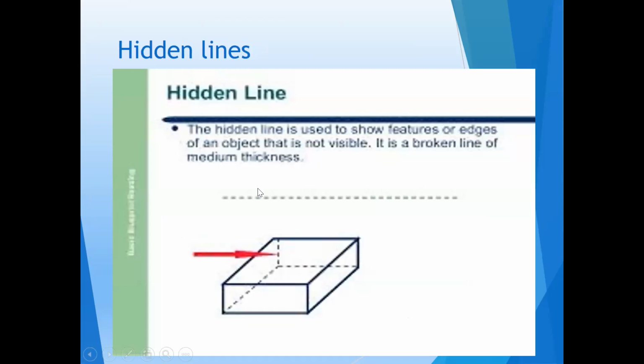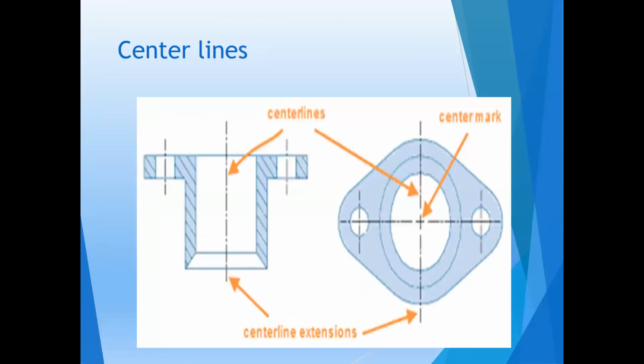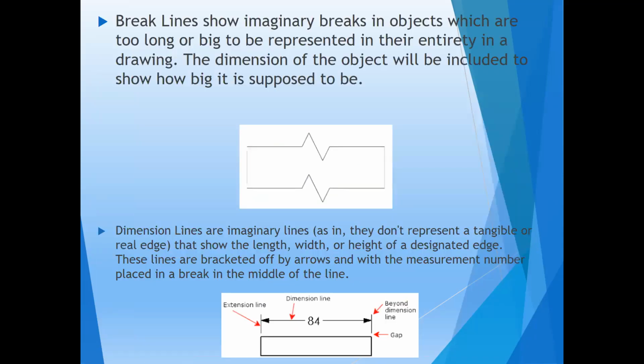Hidden line. The hidden line is used to show features or edges of a subject that are not visible. It is a broken line of medium thickness. Here you can see, with the red color, I am showing you what is meant by a hidden line. Center line. This is used to locate the center of a feature. It is usually a fine broken line made of alternating long and short dashes. Here I can show you how the center lines have been made. Here you can see how the center lines are made for various structures.